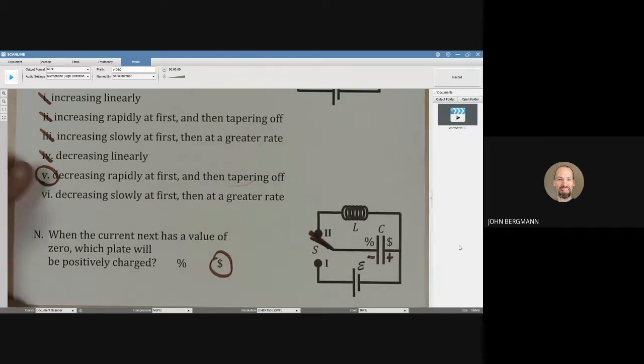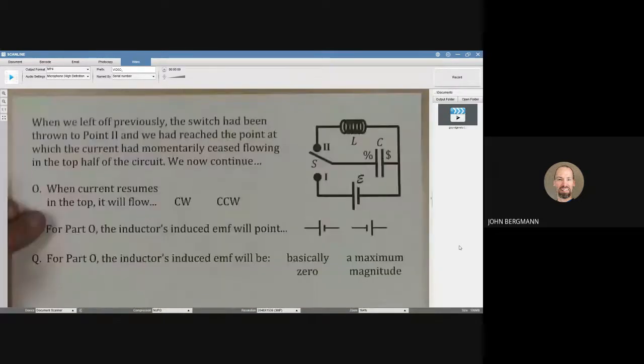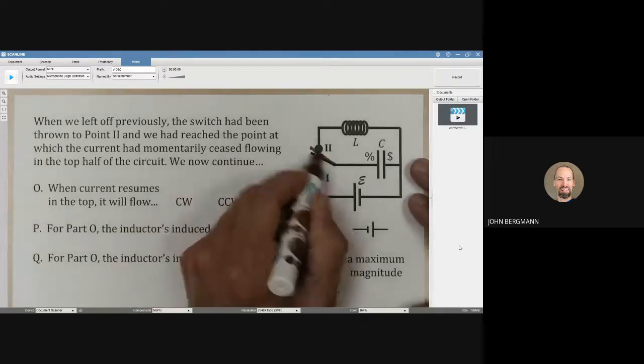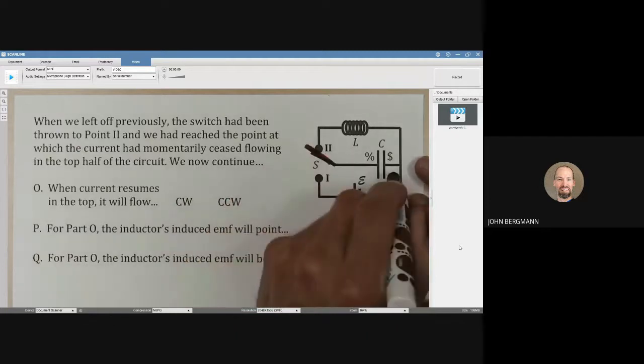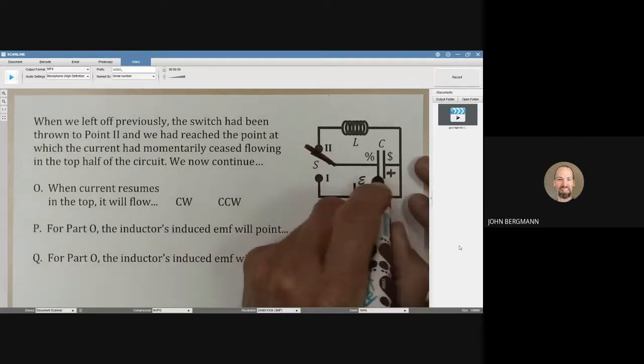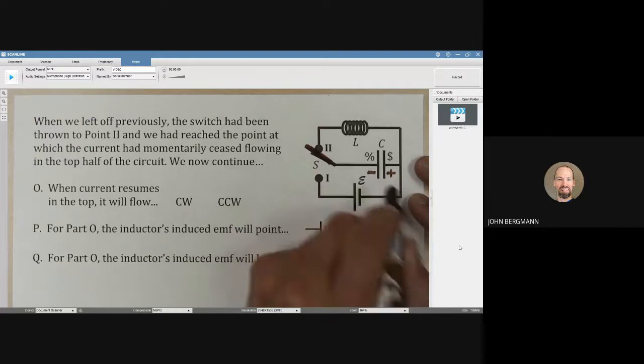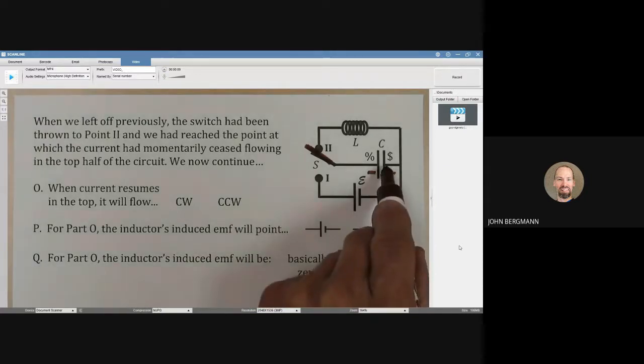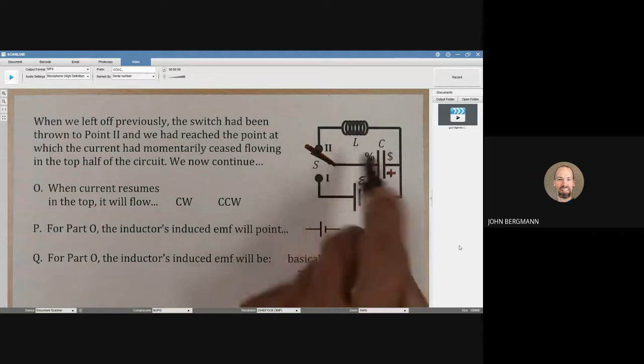Now what happens? When we left off, the switch had been thrown to point 2, and we had reached the point at which the current had momentarily ceased flowing in the top half of the circuit, and we now continue. We flip the switch here. That plate we said was positively charged now, and that one's negatively charged. Now what's going to happen? Current is going to attempt to flow counterclockwise.